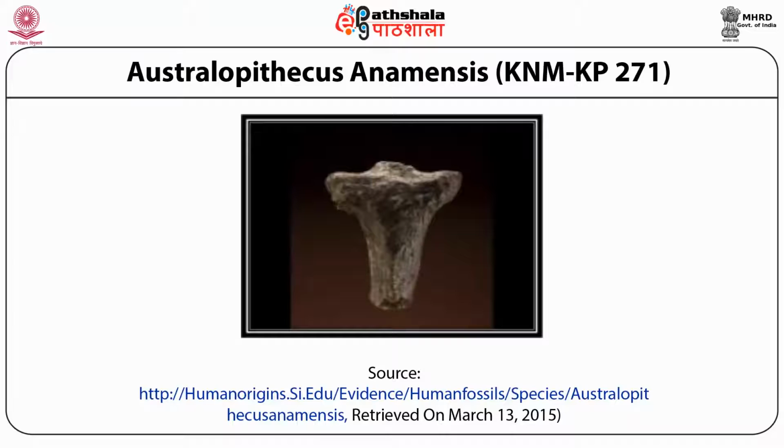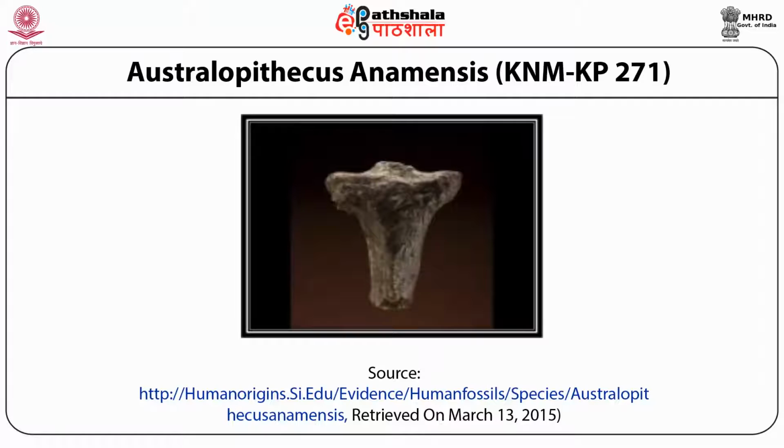Later, in 1994, Meave Leakey discovered some more fossil remains from the same site at Lake Turkana. The material consists of skull fragments, teeth and long bones. The word anam means lake in the Turkana language. Anamensis existed between 4.2 and 3.9 million years ago and has a mixture of primitive features in the skull and advanced features in the body.